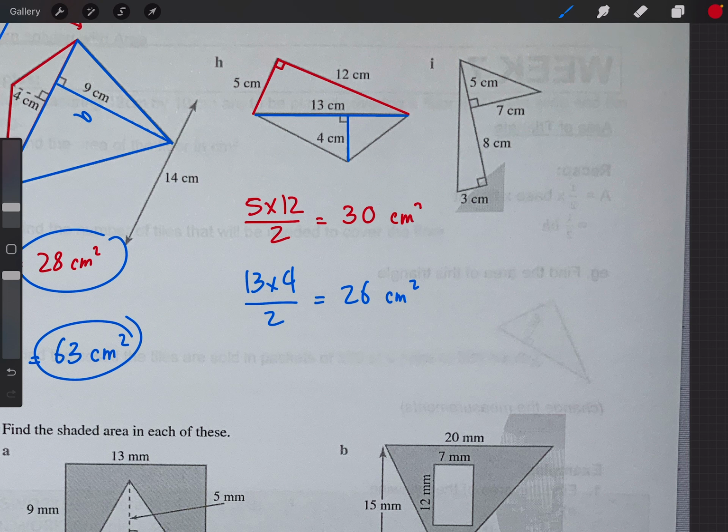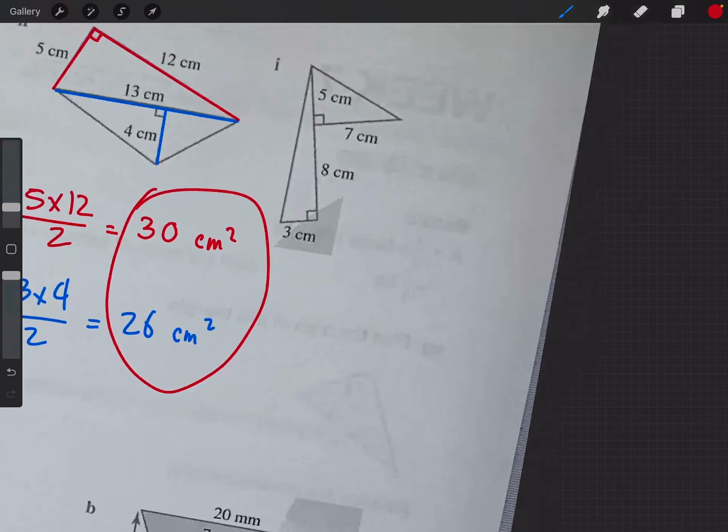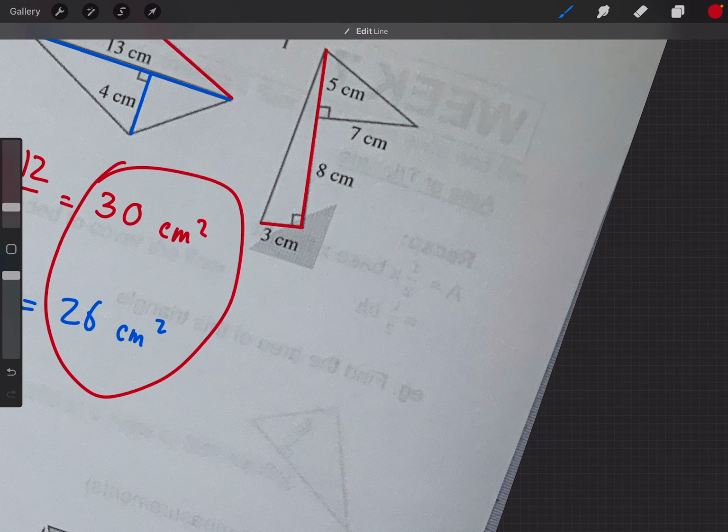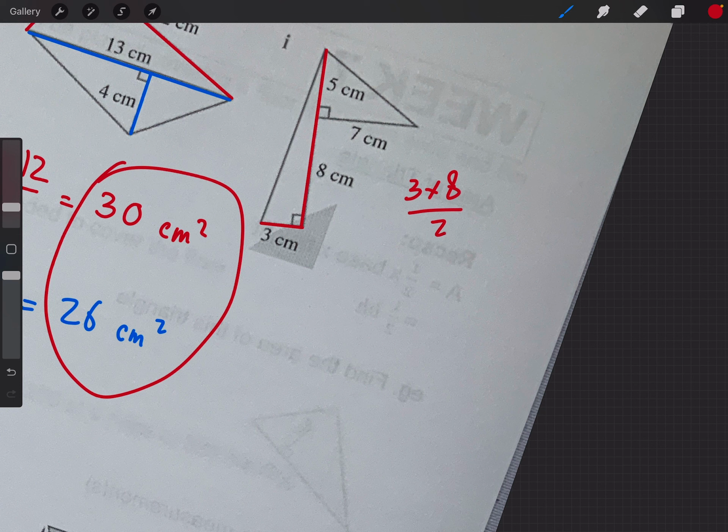And this is also centimeter squared. Then we want to find the total area, so just add them up. Next one is the same thing, the two triangles. This one you multiply these two lengths and then you divide by 2. So 3 times 8 divided by 2.